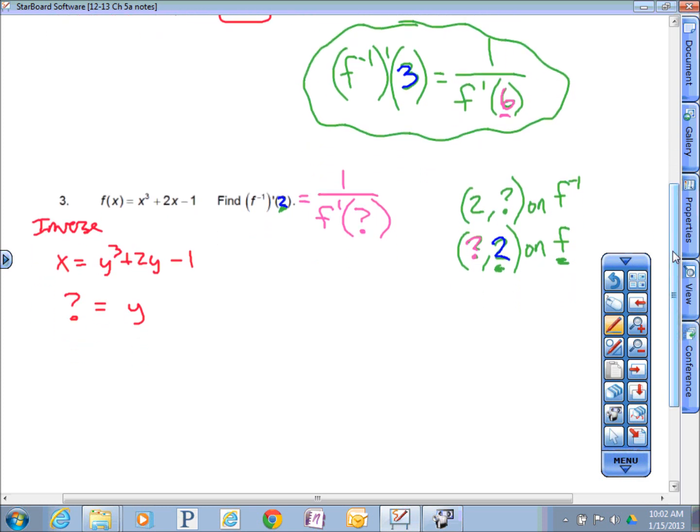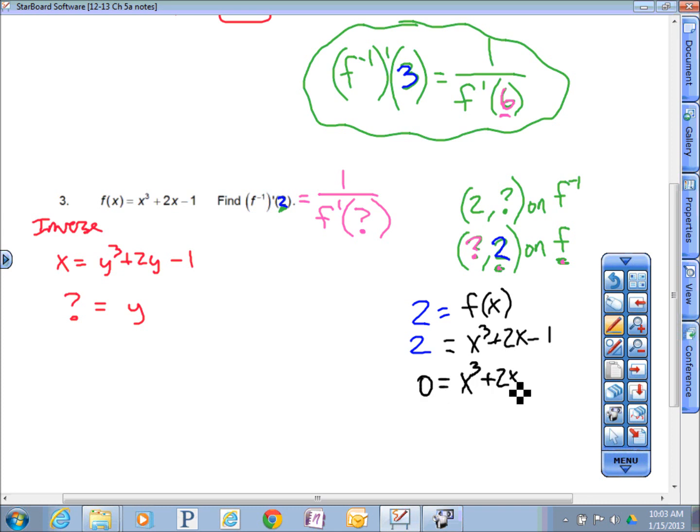If that 2 is a y value of the f function, then we're going to set that 2 equal to our original function, equal to that function that was given to us. So in this case, this x cubed plus 2x minus 1 is the same thing as f of x, so set that equal to 2. So now what you have is an equation. If you want to know x cubed plus 2x, subtract the 2 over, minus 3. Now it's an x cubed equation.